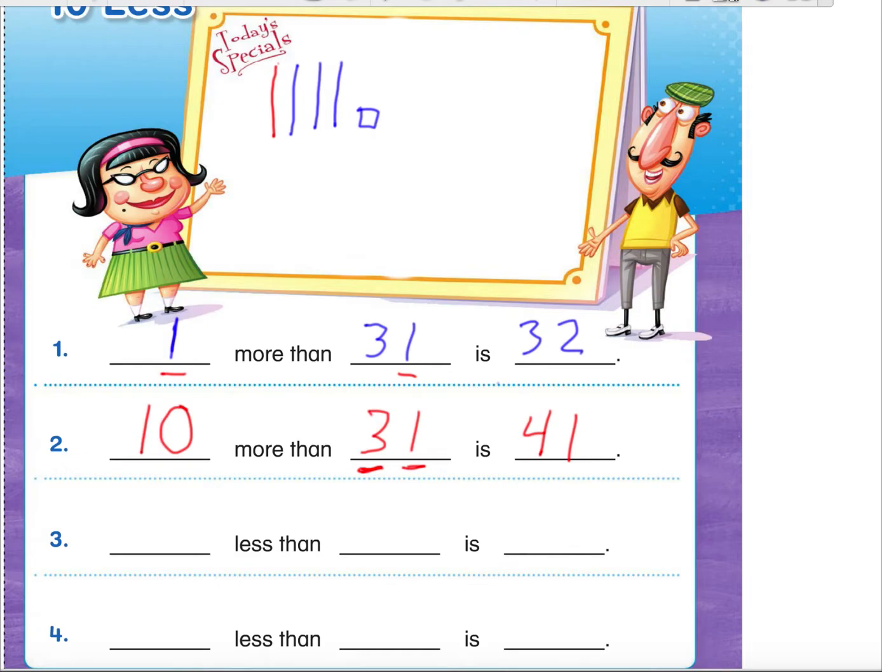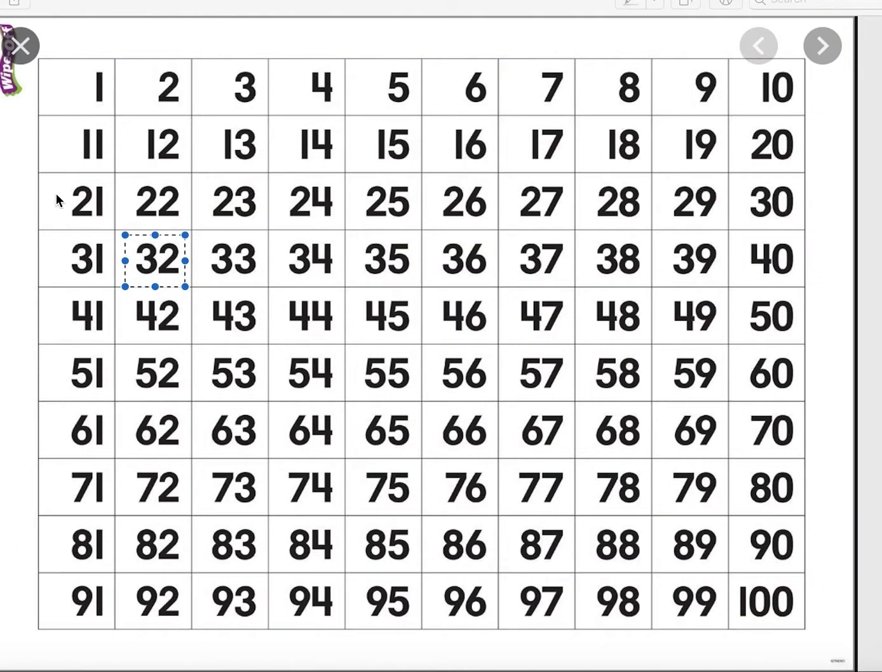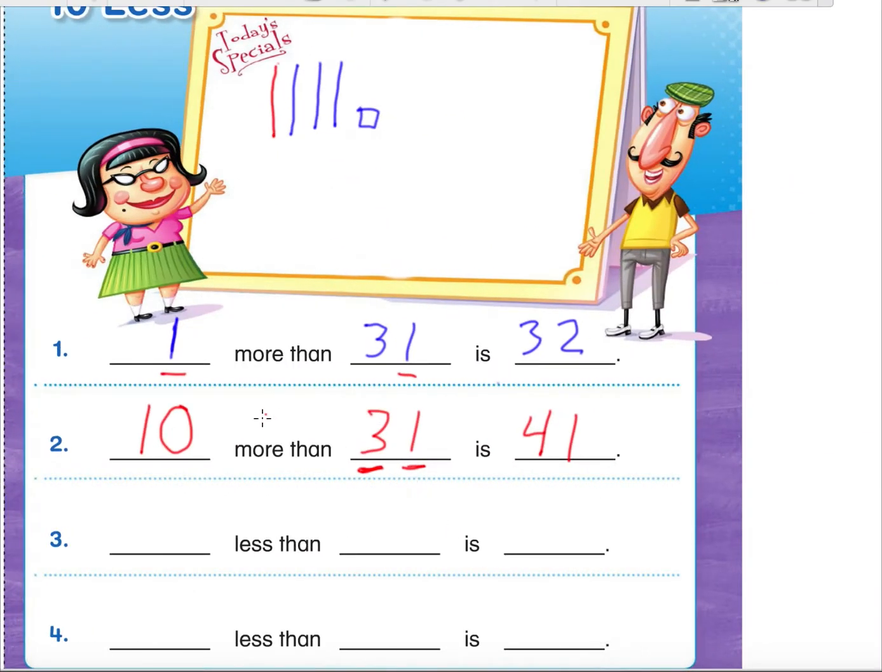Now let's check our 100 chart. So here is the number 31. And if we want 10 more, are we going to move backwards, forwards, up towards the smaller numbers, or down towards the bigger numbers? Well, if we want to show 10 more, we have to move down a row to 41. And there we go. And that's exactly what we have on our paper. 10 more than 31 is 41.